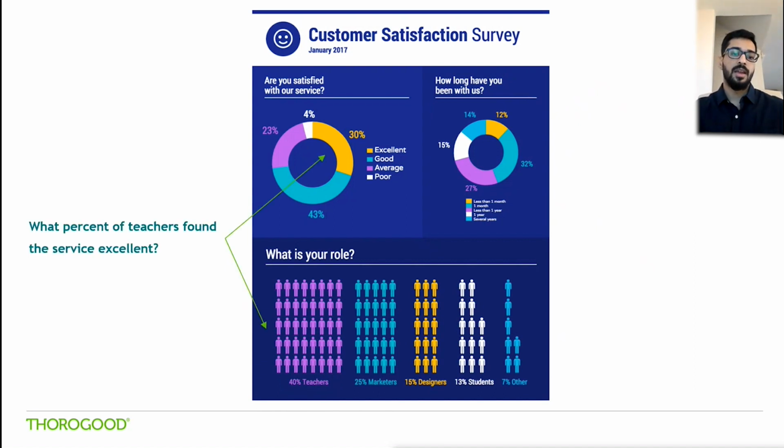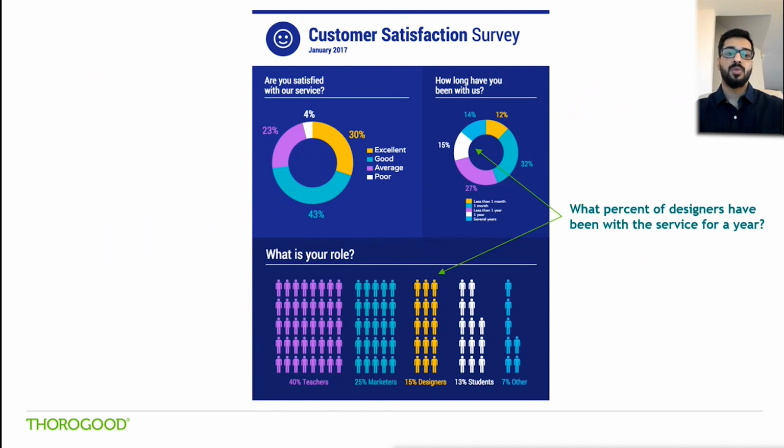This is an important insight as teachers make up the largest part of the customer base, so it's useful to understand how they find the service to increase the satisfaction amongst them. Similarly, we do not know what percent of designers, for example, have been with the service for a year. This could be a target customer for the business and therefore would be an important insight. As you can imagine, there's a lot more we can do with this data by simply changing the way we look at it.